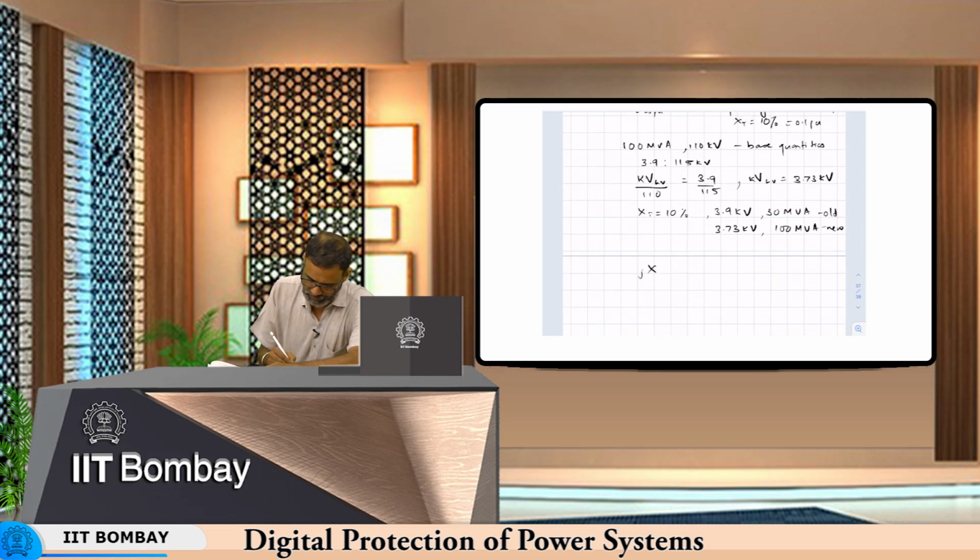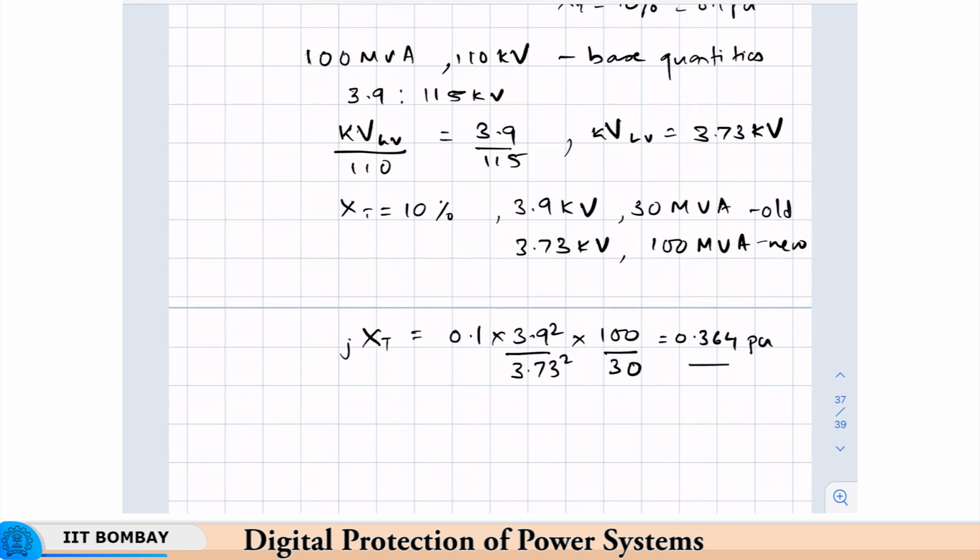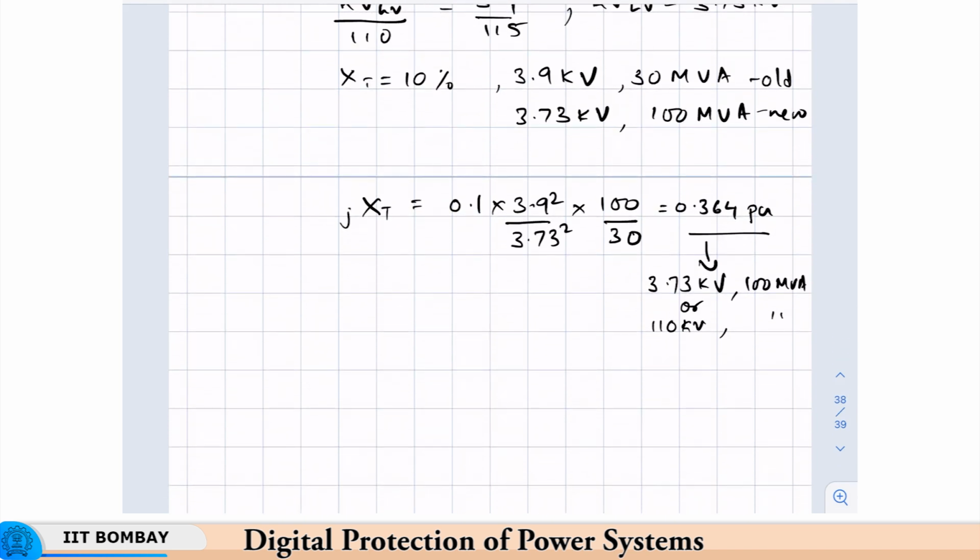So XT, or JXT in particular, but we are dropping the J for convenience, is equal to 0.1, because it is given as 10%, into kV square old, which is 3.9, divided by kV square new, 3.73 square, into the new MVA, 100, divided by 30. I just solved it, and this gives us 0.364 per unit. We have to specify what base this is on: the 3.73 kV, 100 MVA base, or 110 kV, 100 MVA base.